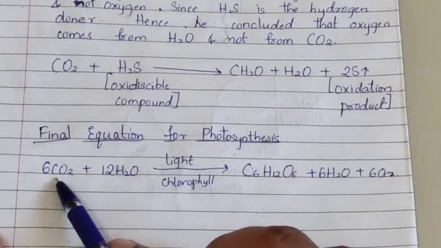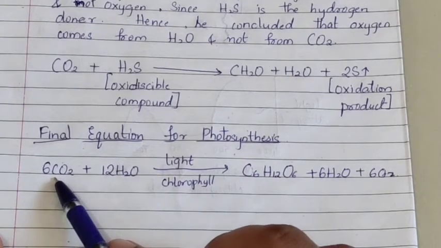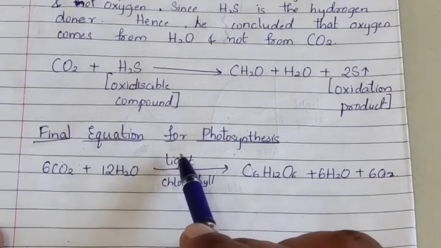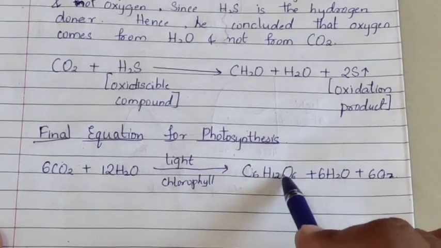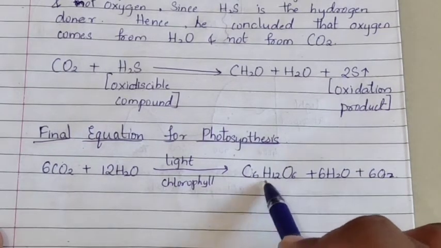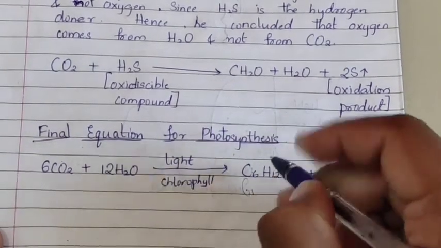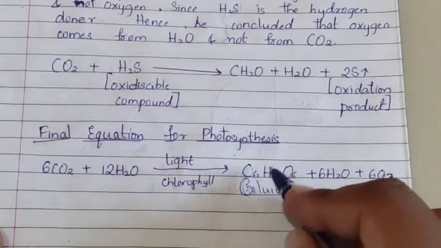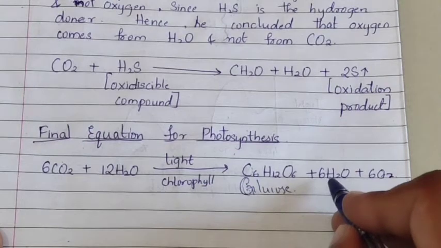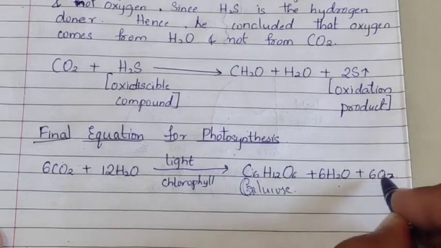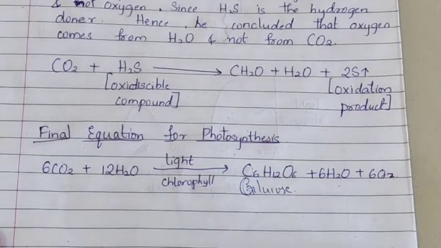So the final equation for photosynthesis is as follows. The plant uses 6 molecules of carbon dioxide and 12 molecules of water, in the presence of light and chlorophyll, to produce 1 molecule of glucose, that is C6H12O6, plus as byproducts, 6 molecules of water and 6 molecules of oxygen are liberated.